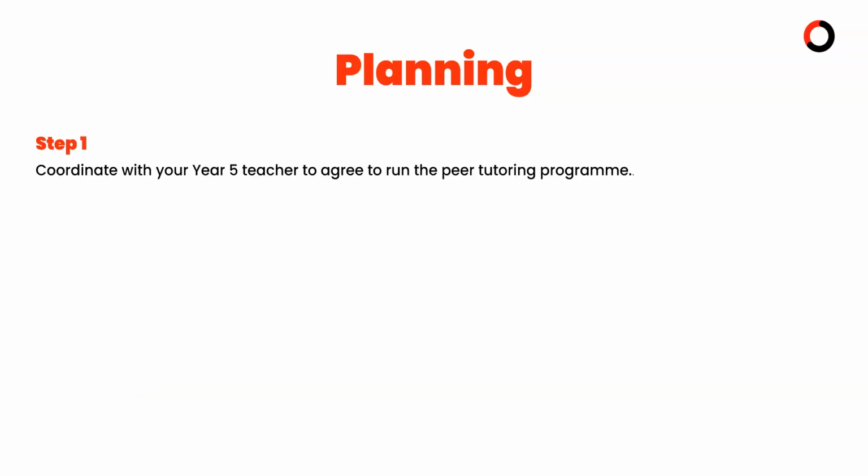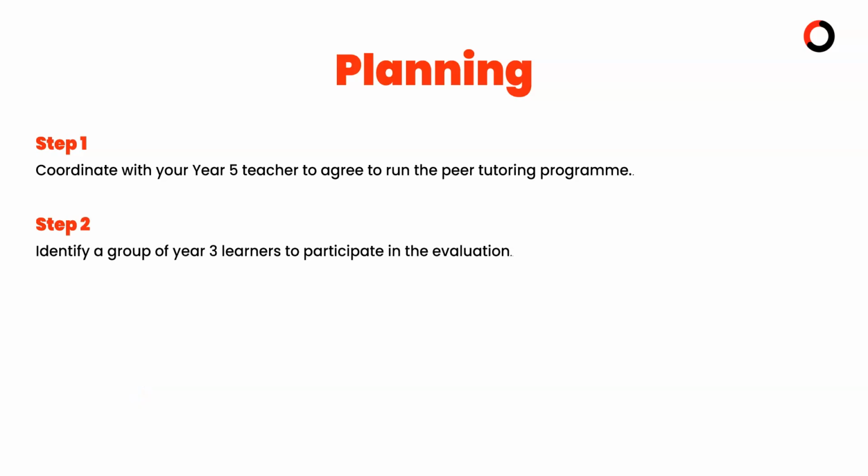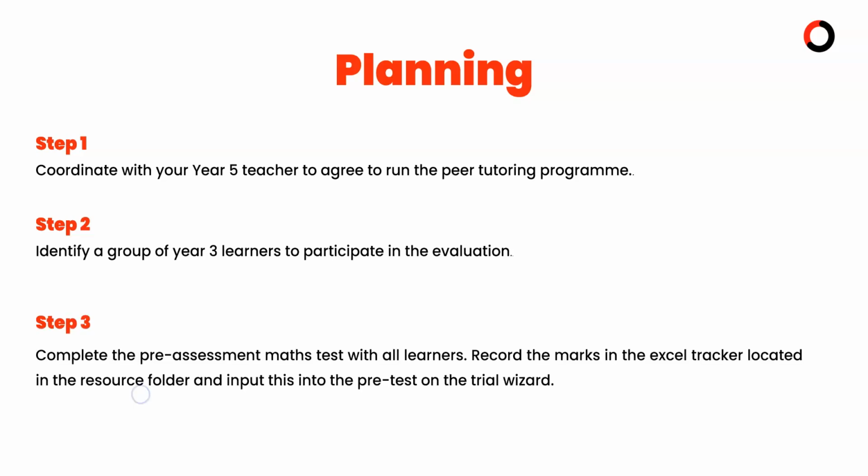So let's look at the planning from a step-by-step approach. Step 1, coordinate with your Year 5 teacher to agree to run the peer tutoring program. Step 2, identify a group of Year 3 learners to participate in the evaluation, and the Year 5 teacher can then identify potential peer tutors. Step 3, complete the pre-assessment maths test with all the learners. Record the marks in the Excel tracker that's located in the resource folder, and then put this into the pre-test on the trial wizard.